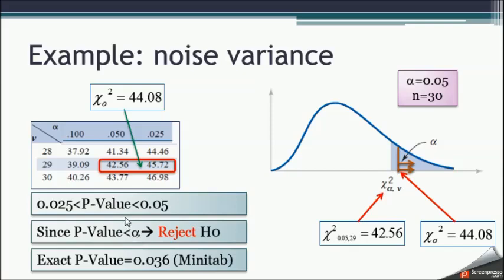This is only an approximate value for the p-value, but the exact value can be obtained from software like Minitab. Using Minitab, as we'll see later, we calculate the p-value. We found that the p-value is exactly 0.036, which is less than alpha of 0.05. So using the p-value methodology, the confidence interval, or the test statistic of chi-naught square, all these methodologies have finally led to rejecting the null hypothesis.